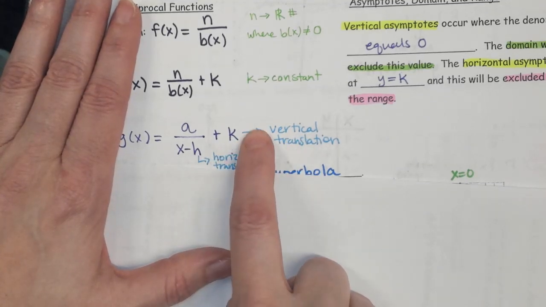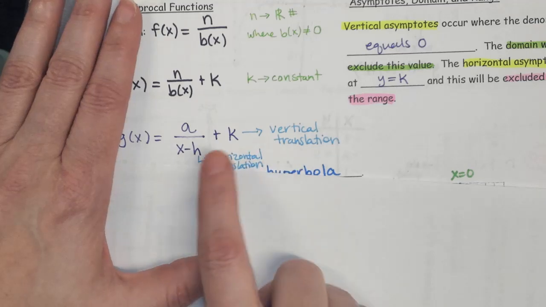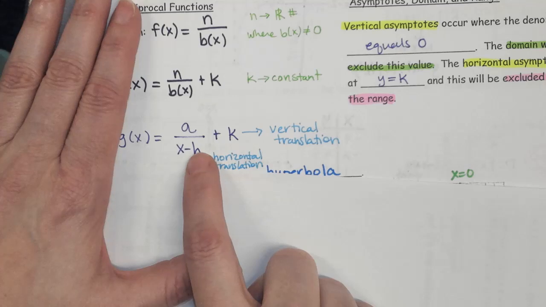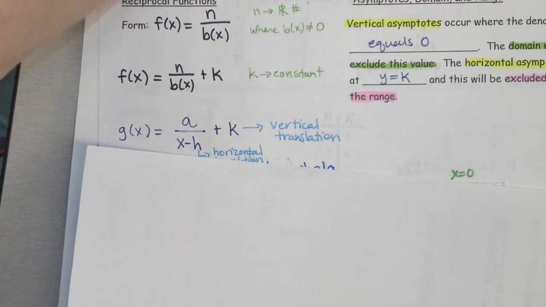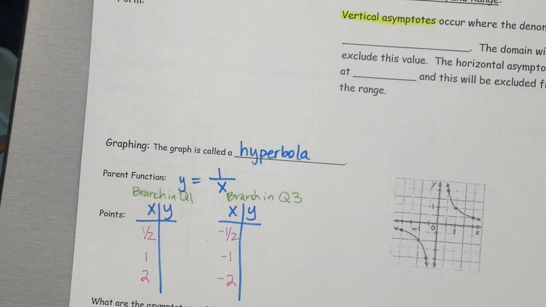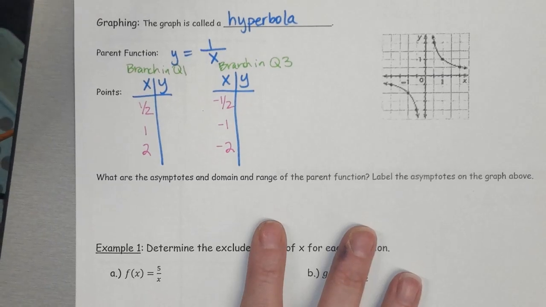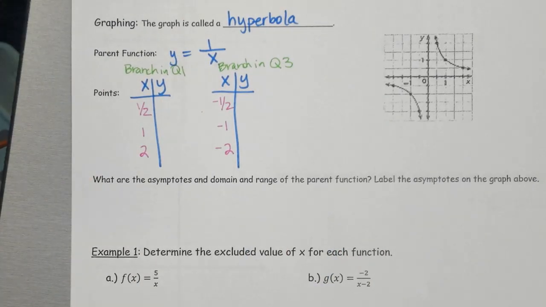So if this is positive, it goes up. If it's negative, it goes down. Now this is the opposite. If you see a minus value here, it's going to go to the right, and if you see a plus, it's going to go to the left. So this type of graph is called a hyperbola, and the parent function is y equals 1 over x. That is the most basic function.